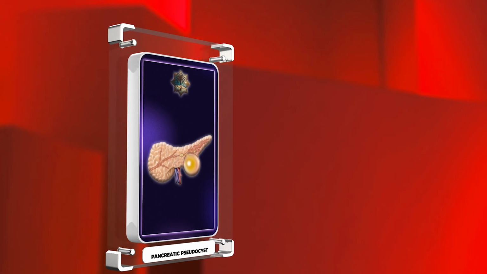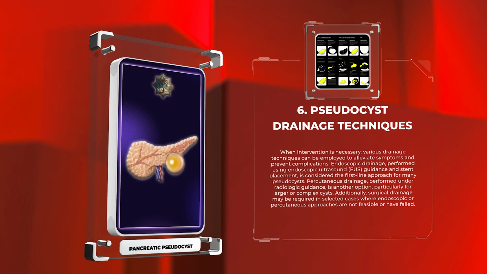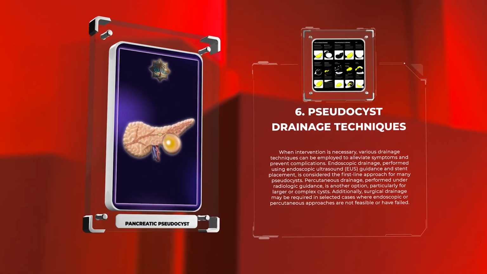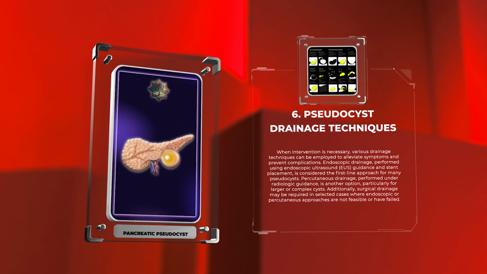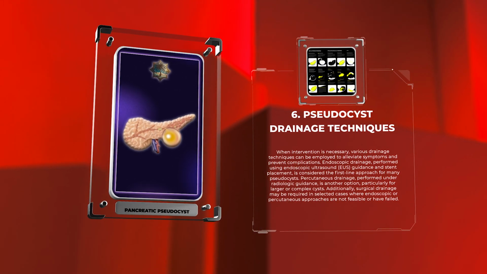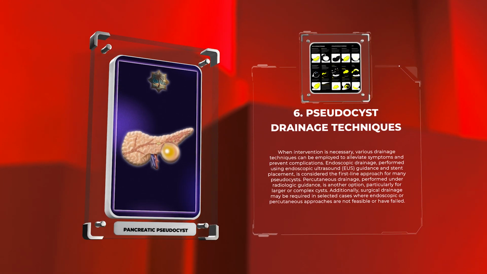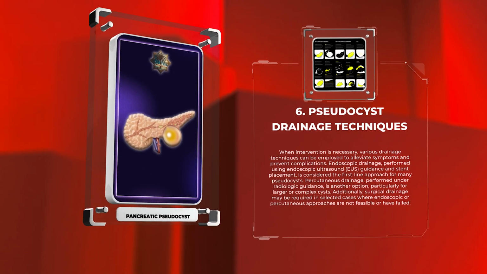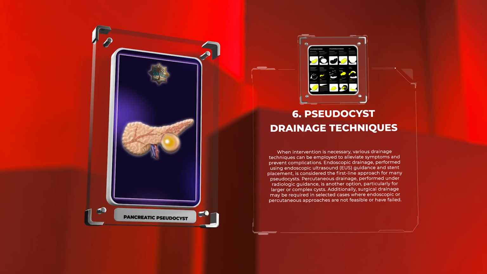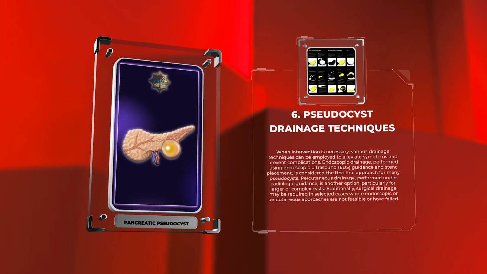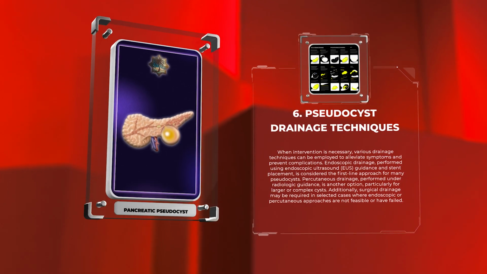When intervention is necessary, various drainage techniques can be employed to alleviate symptoms and prevent complications. Endoscopic drainage, performed using endoscopic ultrasound, EUS, guidance and stent placement, is considered the first-line approach for many pseudocysts. Percutaneous drainage, performed under radiologic guidance, is another option, particularly for larger or complex cysts. Additionally, surgical drainage may be required in selected cases where endoscopic or percutaneous approaches are not feasible or have failed.